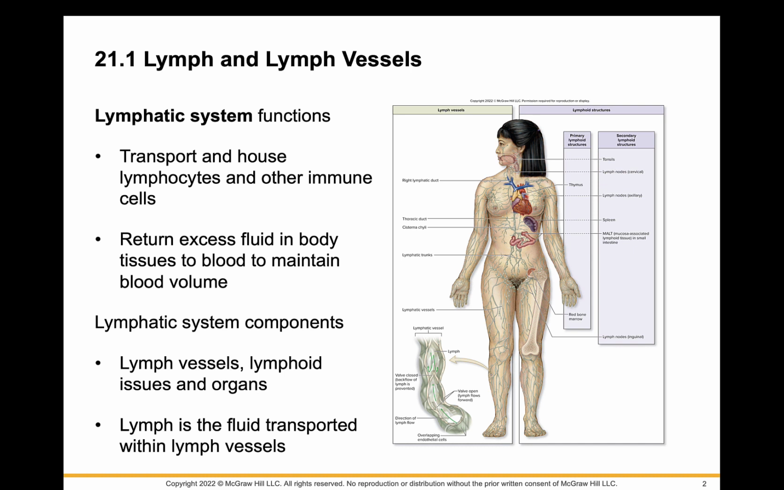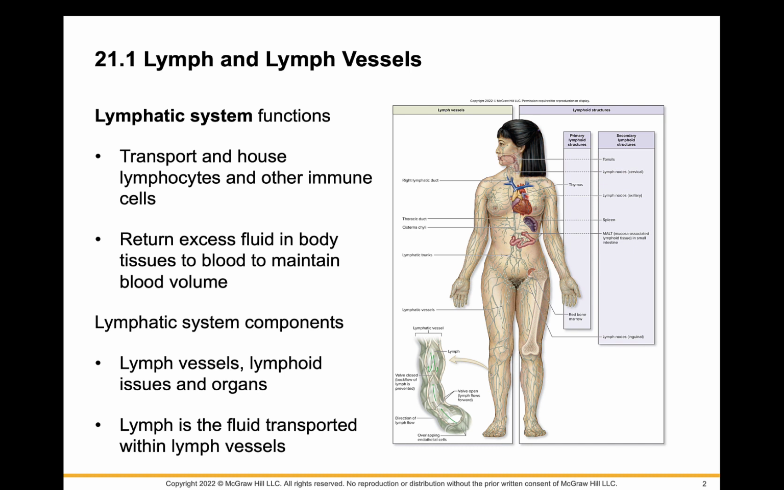The two functions that are primarily associated with the lymphatic system are to return excess fluid. Remember that at the venule end of the capillary, not all fluid is reabsorbed. So the lymphatic system serves as a very important way of picking up this fluid that was not reabsorbed and getting it back into circulation. So fluid balance is a really critical function associated with the lymphatic system.